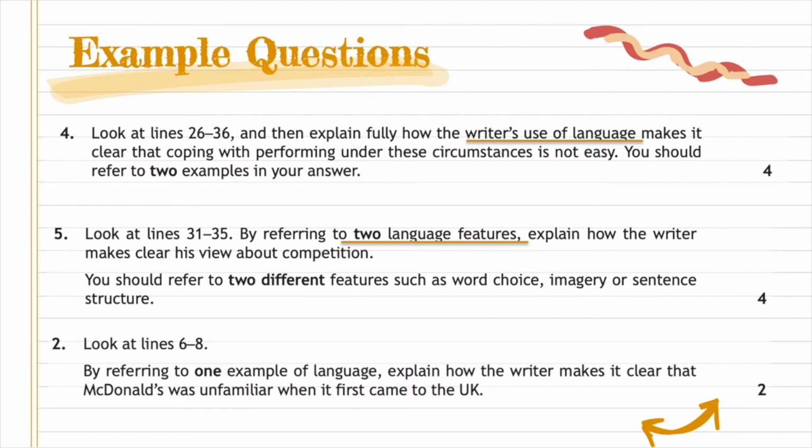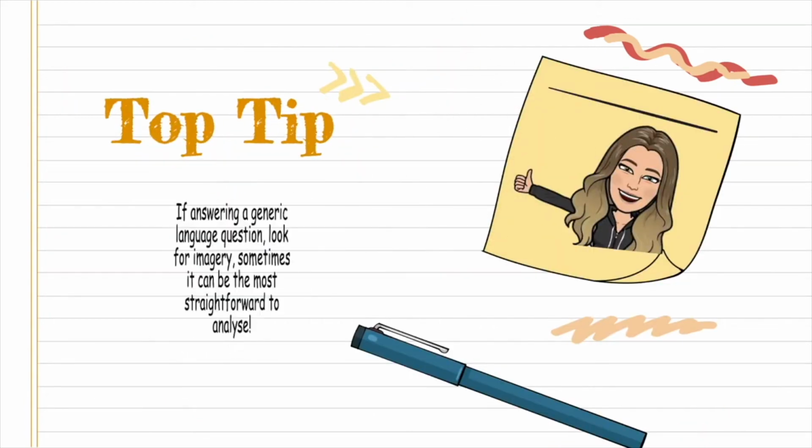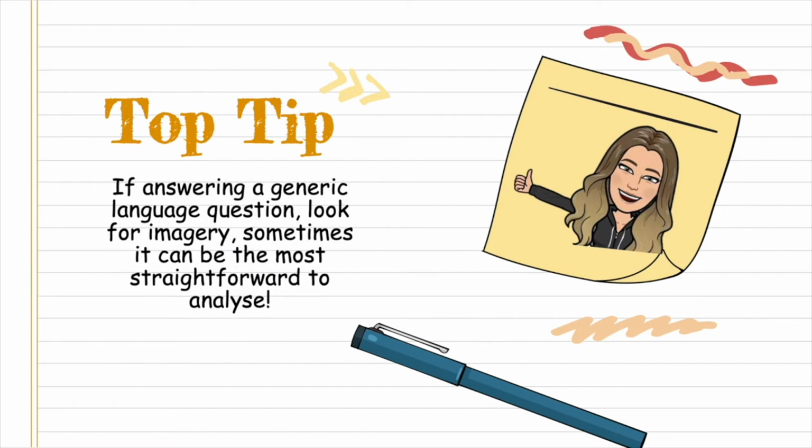So you can see it can be as little as 2 marks or as high as 4. And imagery, when the phrase says language, if it does not specify, is a completely acceptable answer to take. Which brings us to a top tip. If answering a generic language question, look for imagery, there will be at least one. Sometimes it can be the most straightforward to analyse and it will be able to get you the marks.